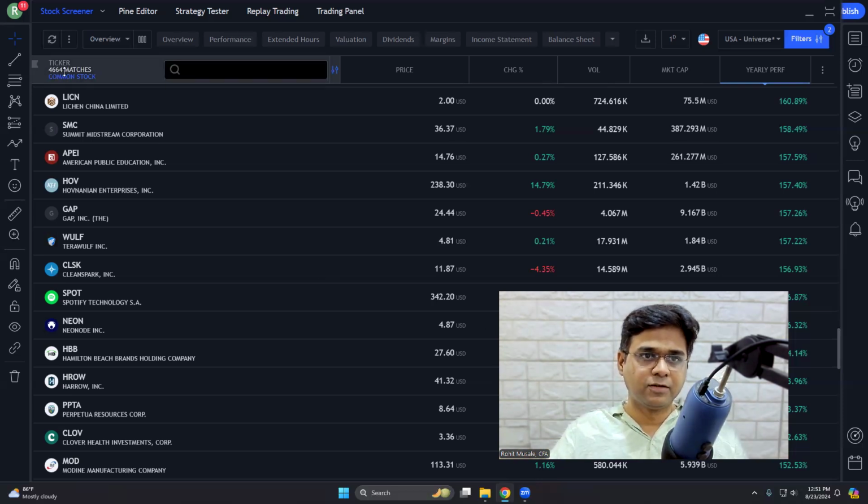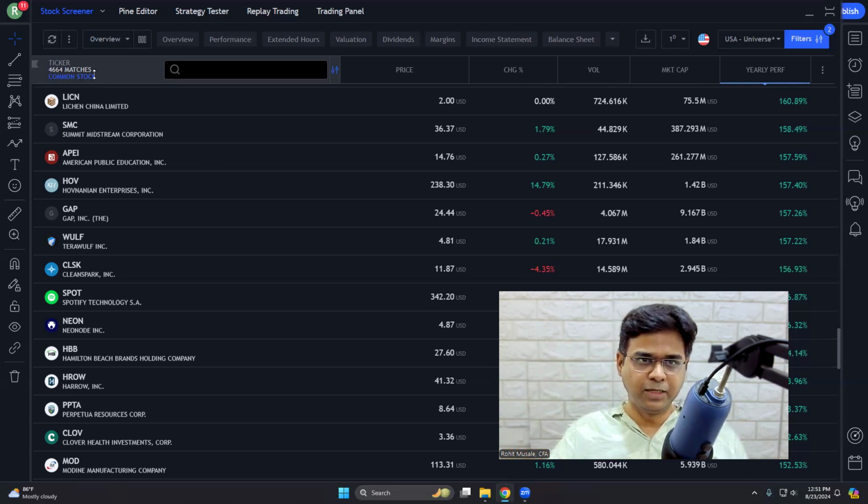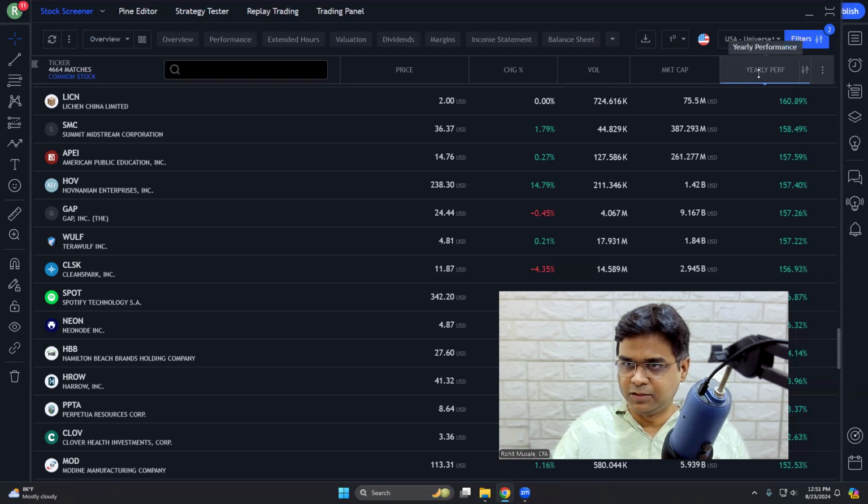So in this filtered list, if a stock comes within the top 10% based on 52-week performance, that means it has a relative strength of minimum 90, correct? Because if I look at the annual performance, see, this is yearly performance.